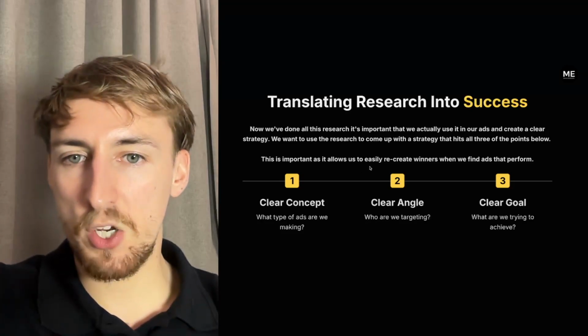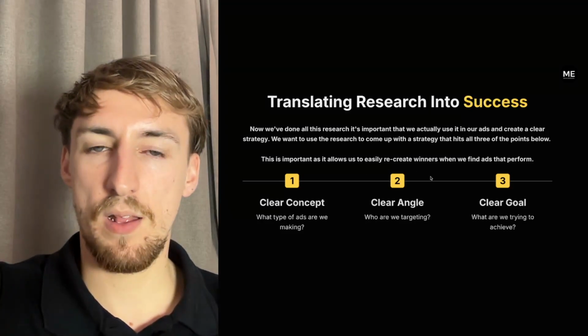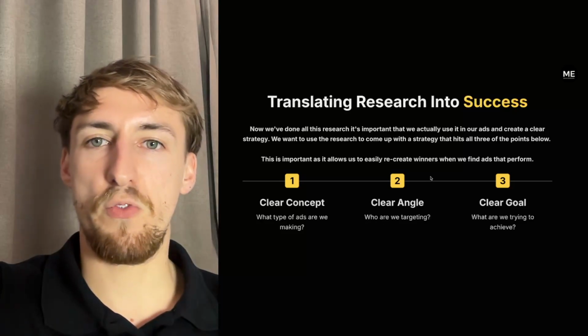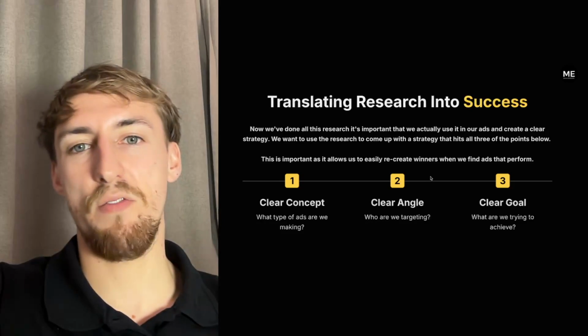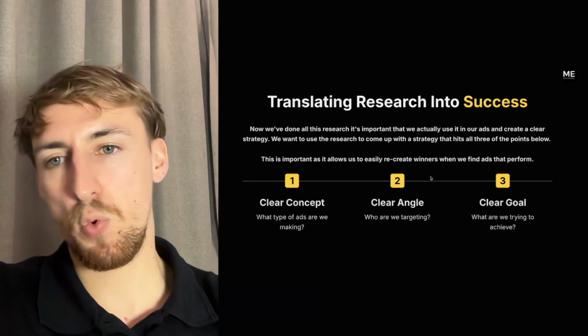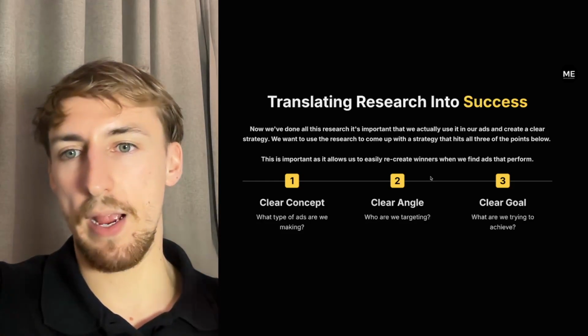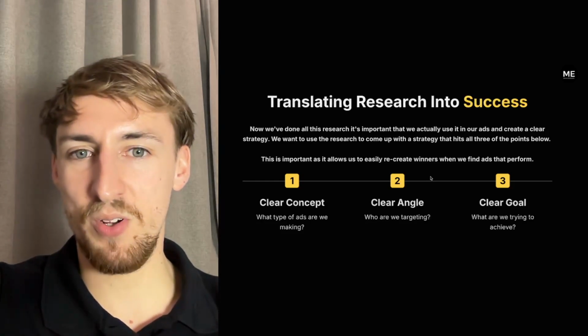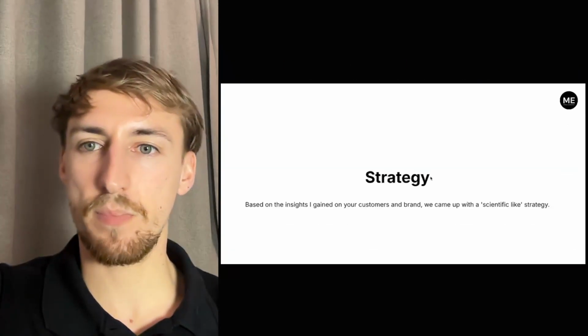It's important because it allows us to recreate winners when we find ads that perform, which is so important. You've got that clear strategy. Let's say brief 1 performs, you come back to your strategy, you look at brief 1, what was the concept, who was it targeting, what was the angle, what was the messaging? Okay, let's do more of that. Very simple, but so effective, and so many people don't do it.